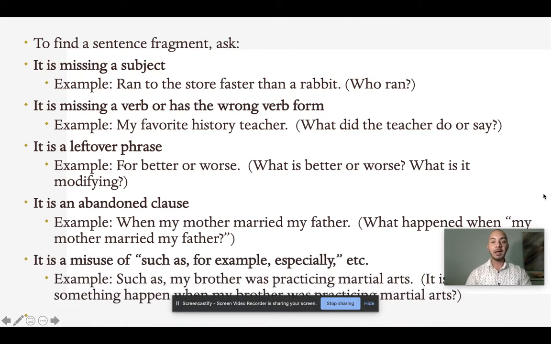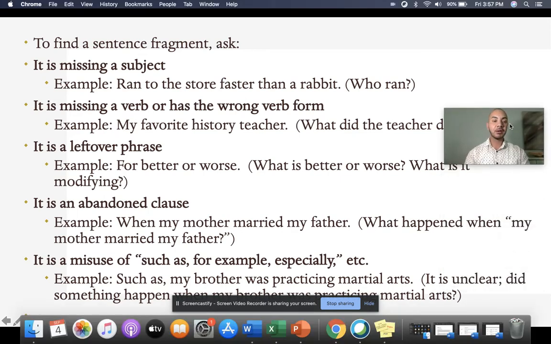And then finally, the misuse of words like such as, for example, and especially. An example of the incorrect use of this would be, such as, my brother was practicing martial arts. We don't know. It's unclear, did something happen when my brother was practicing martial arts? So the such as, where it's unclear what it's modifying.